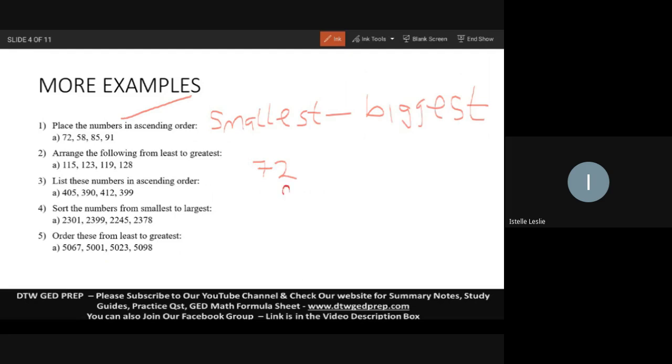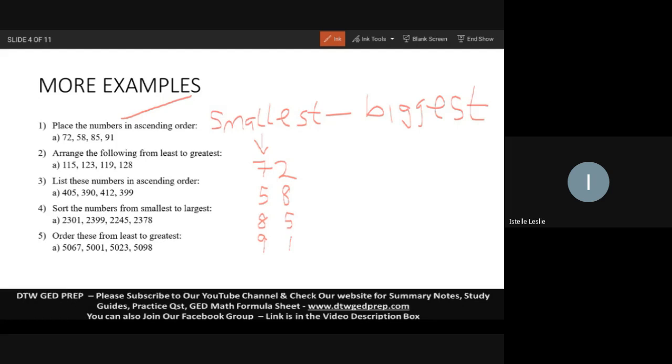On the ones position for the second one we have 8, on the tens position we have 5. For the next one we have 5 on the ones position, 8 on the tens position. Then we have 1 on the ones position and 9 on the tens position. So remember, we are to pick from the smallest to the biggest, because that is what the question says, ascending order. Remember, we always start from the left. So we look at the digits here.